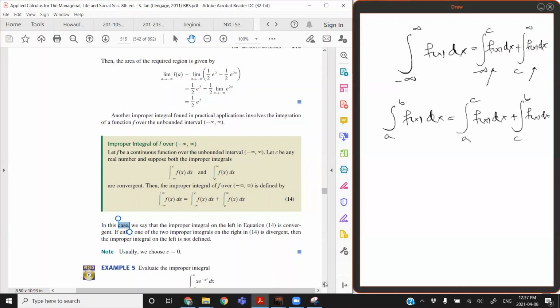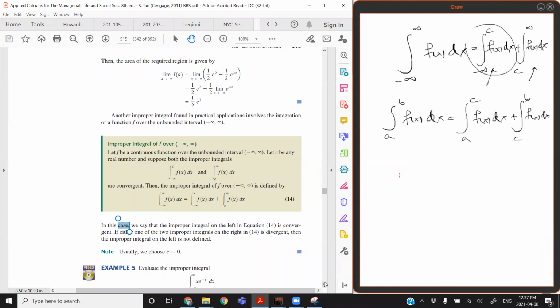And of course, if one of these two limits does not exist, if one of them is infinity, then we don't even bother with the other one. So if you calculate this first one and you get infinity, then you don't need to bother with the next one. That wouldn't matter. You would say that the improper integral diverges. So when this is infinity, you say that the improper integral diverges.